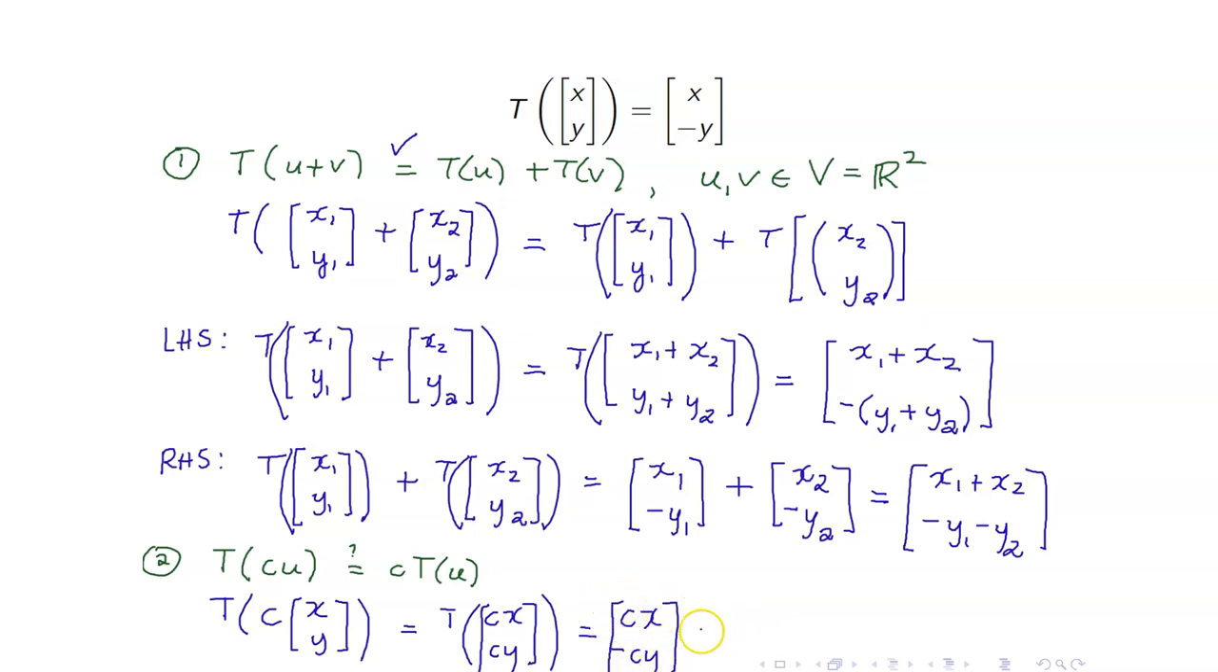We can factor out the C. This is C times x, negative y. And this is exactly your x, negative y, which is your T of xy. So we have verified the second property. Hence, this is really a linear transformation.